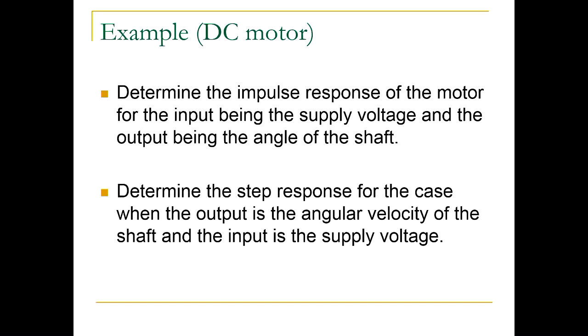So I'm applying impulse to the input, and I'm observing what would change to the shaft as the output, right? Here I'm saying, let's apply step response, so step input, step voltage, but I'm interested in the output, which is the angular velocity. So I changed from angle to angular velocity. I'm no longer interested in angle, I'm interested in angular velocity. So we want to find either impulse response with angle as the output, or step response with angular velocity as the output. And we would use both block diagrams and Laplace transforms.